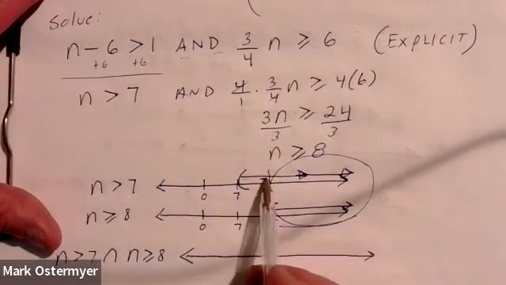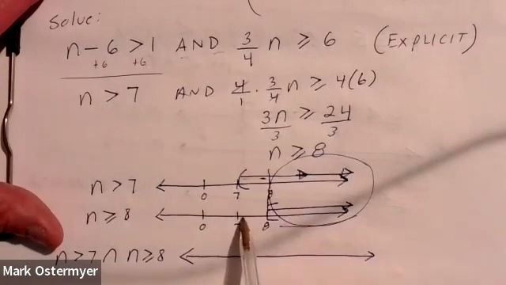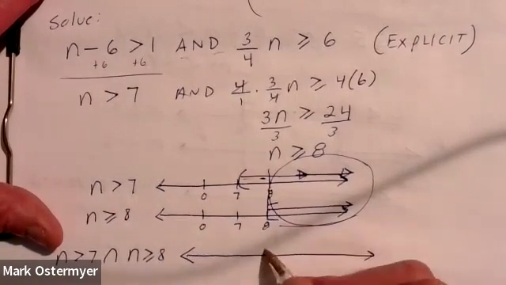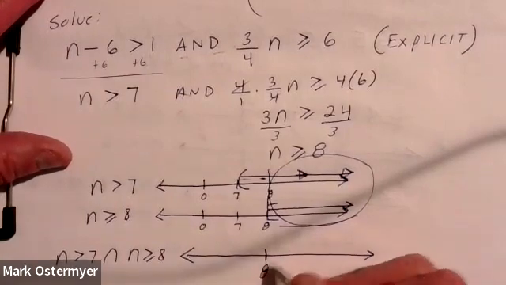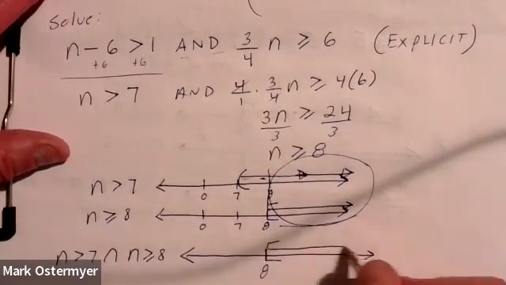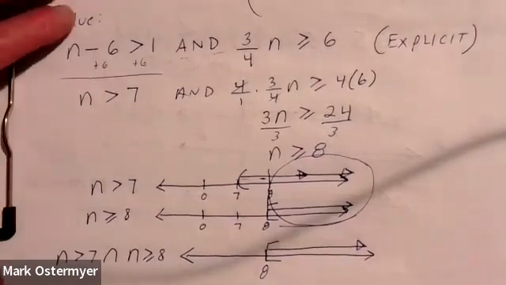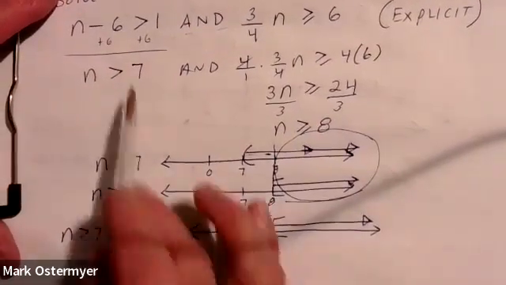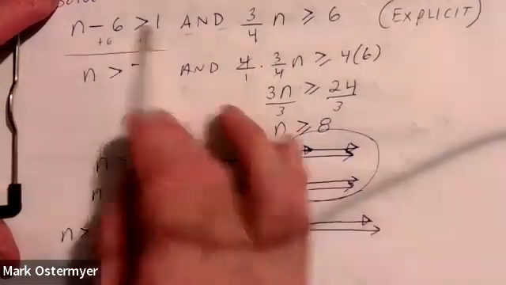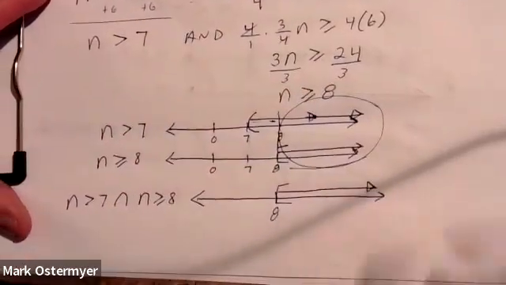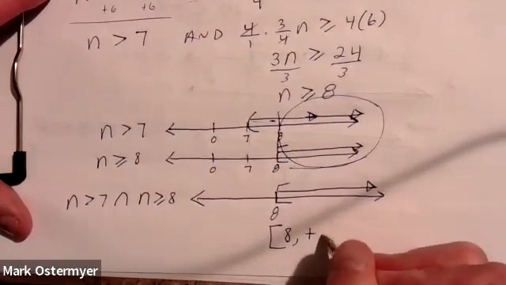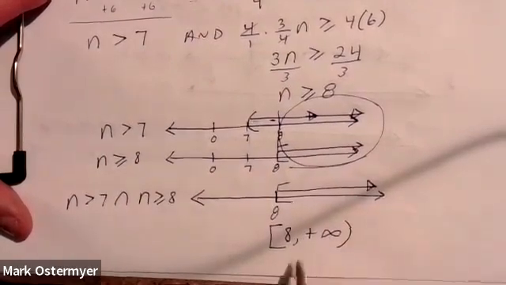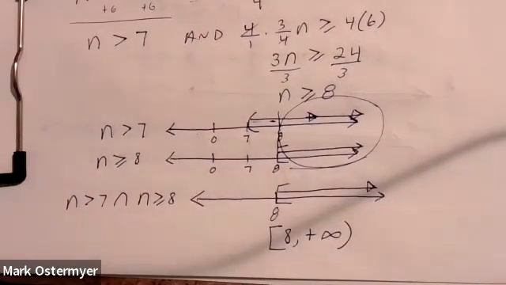Notice there's no overlap for this portion of the solution set with the other solution set. So the graph of the intersection of these two sets is going to be all real numbers greater than or equal to 8. That's it. So therefore, to represent the solution set of this compound "and" inequality using interval notation, I would have an open bracket 8 comma up to positive infinity. And that would be the solution set.